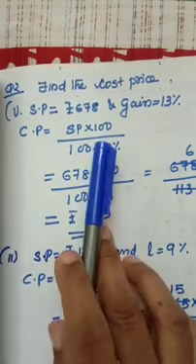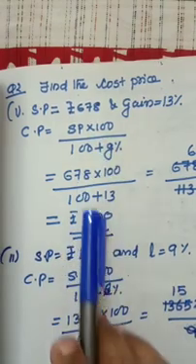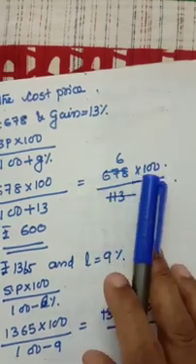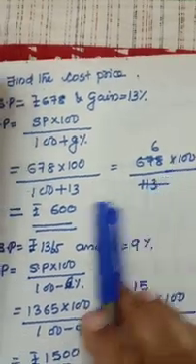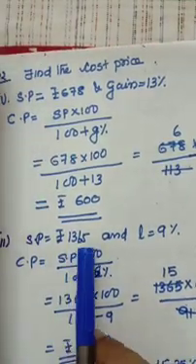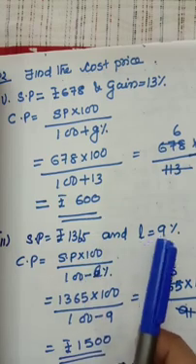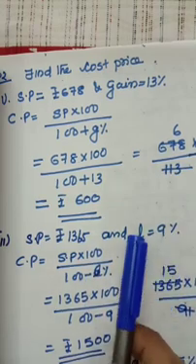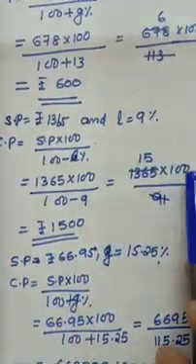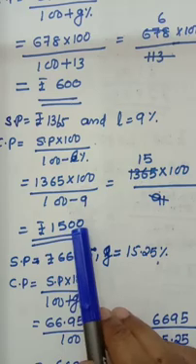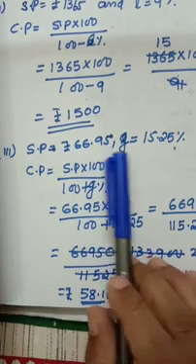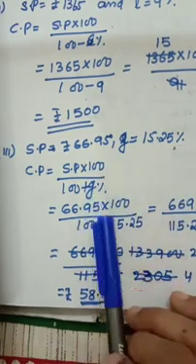The formula is very important and you have to study it thoroughly and apply it. You will get 678 into 100 divided by 113. By cutting, you will get rupees 600. Like that, SP given 1365, loss percentage given. Okay, loss percentage, apply it in the formula. After that you cut out, you will get rupees 1500.